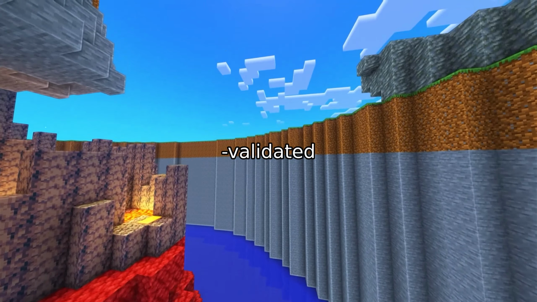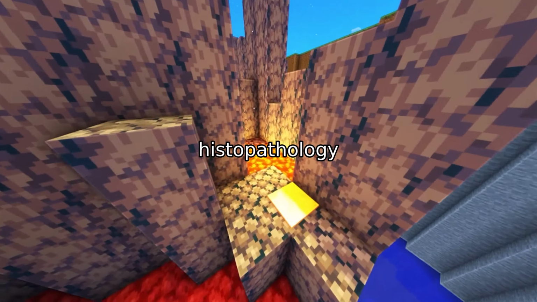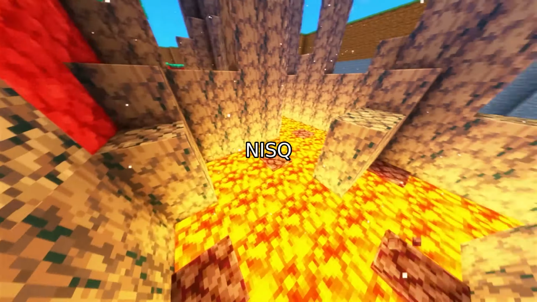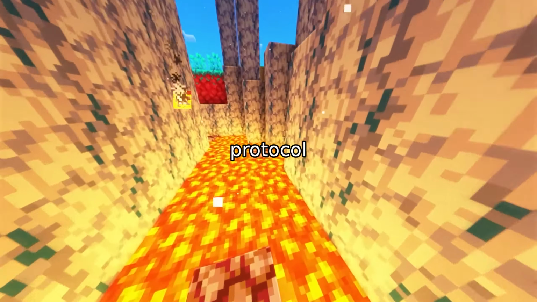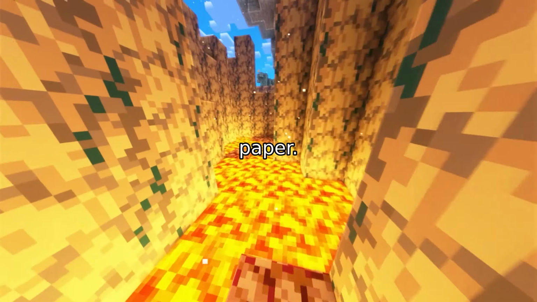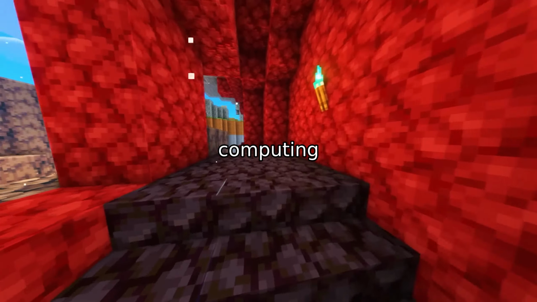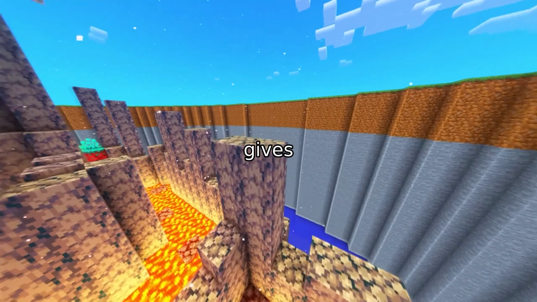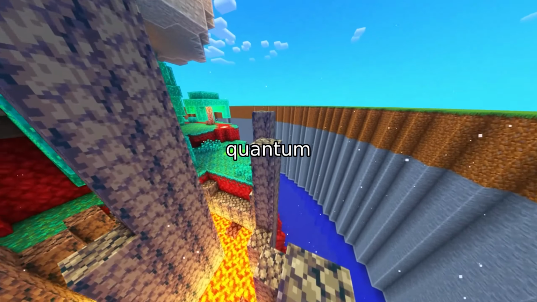This is the first hardware-validated quantum preprocessing pipeline for histopathology, with practical, multi-stage NISQ mitigation. The full protocol and cross-platform results are in the linked paper. If you're working at the intersection of quantum computing and medical AI, this framework gives you a reproducible baseline for noise-aware quantum image processing.